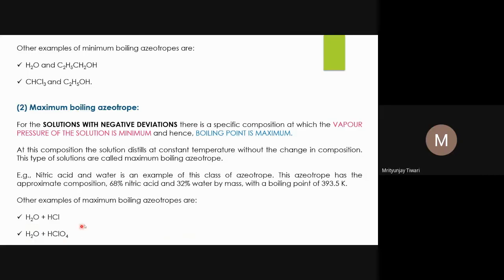And HClO4, perchloric acid, is also a strong acid, and it forms a solution which shows negative deviation from Raoult's law. At a certain composition you will find a mixture where both the water and HClO4 will boil at constant temperature, and that is what we call the azeotropic composition, the maximum boiling azeotrope.